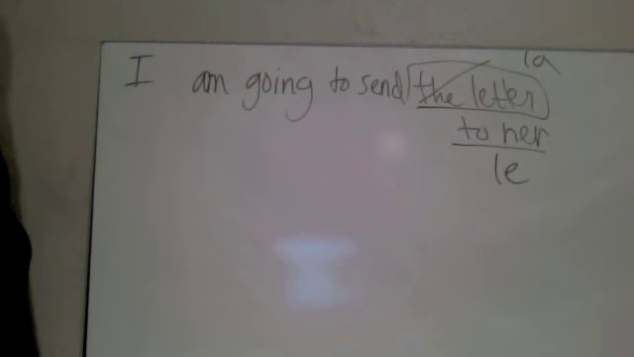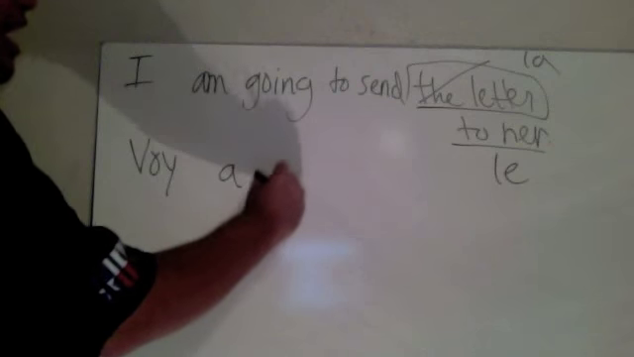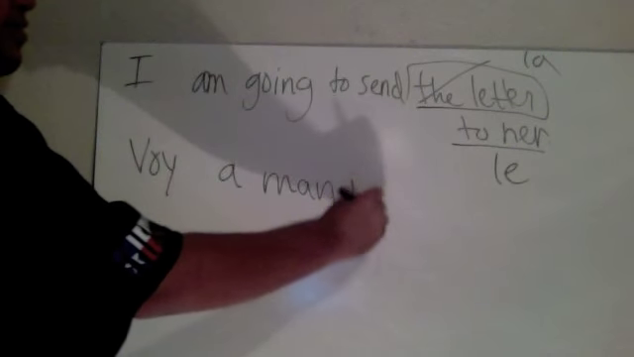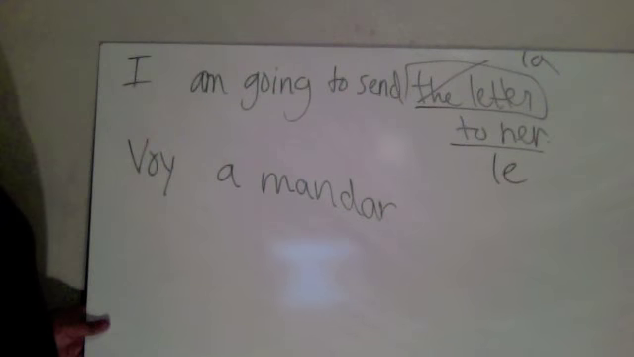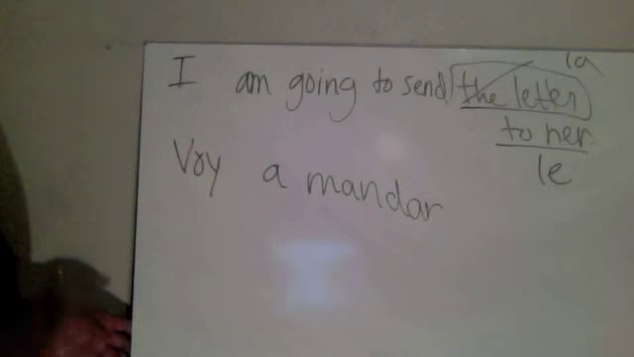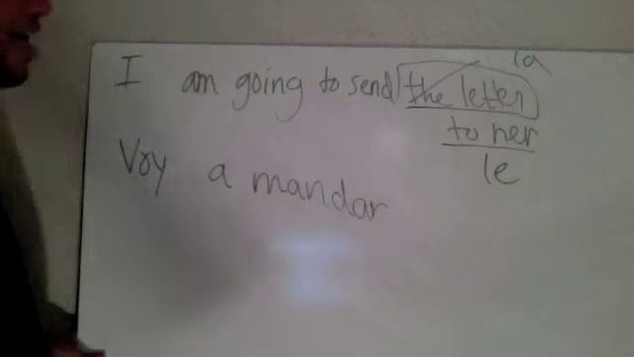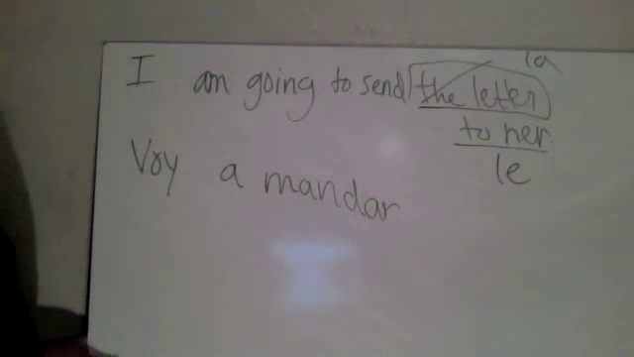Now, our next step says to translate the sentence without those pronouns. I am going to send. Voy a mandar. Here's our ir plus a plus infinitive. Now, decide where they go. Instead of putting it before a conjugated verb like we always do, let's attach it this time. Anything that says voy a, whatever, infinitive, let's attach it to the infinitive.